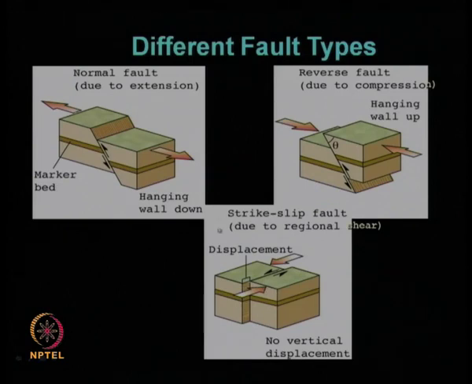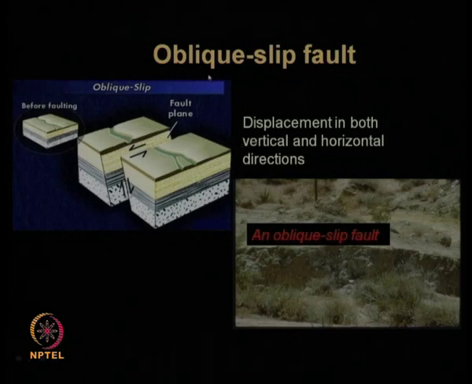And also we have connected each one of these types of fault to the corresponding plate boundary movement, like normal fault is nothing but connected to divergent type plate boundary movement. Reverse fault is connected to convergent type plate boundary movement, whereas strike slip fault is connected to transform type plate boundary movement. We have also seen another type of fault, which is a combination of 2, like oblique slip fault, where we can have both vertical movement as well as horizontal movement between the 2 blocks.